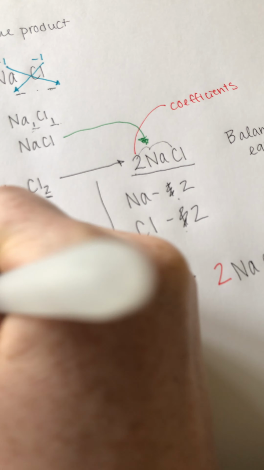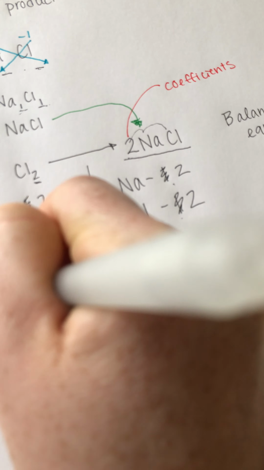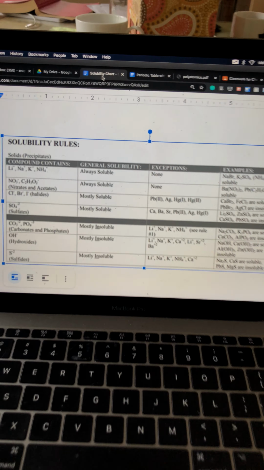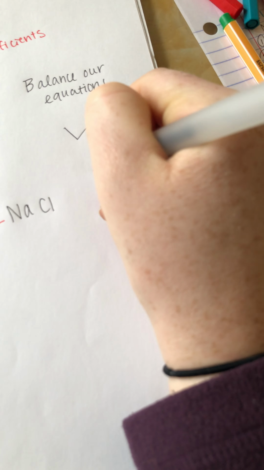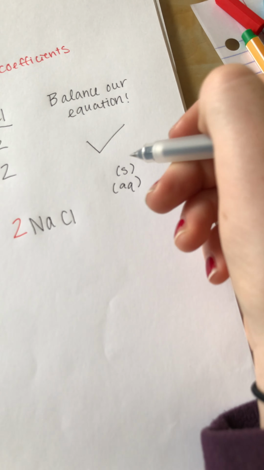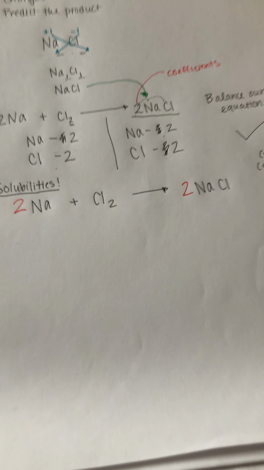Here we are with all of our steps. We are not done. Our last step, step 5, is solubilities, right? What we just learned in the last lesson. So solubilities are when we use our solubility table that looks like this to determine if something is going to be a solid or an aqueous. Remember, aqueous means dissolved in water. So either it's solid or dissolved. Okay, so I'm going to write those in this dark blue.